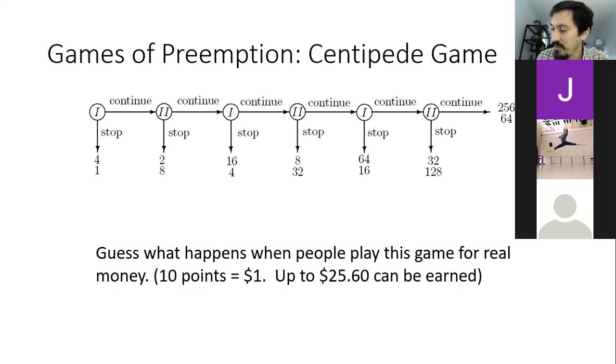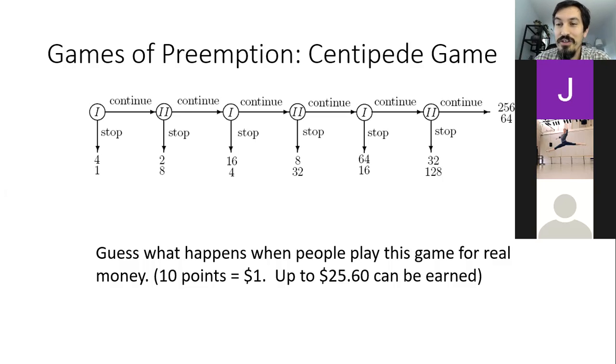Continue. Okay, Alexandria, continue or stop? Continue. Okay, now we're at the third circle. Ibrahim, continue or stop? Continue. Okay, we're at the 4th. Alexandria. Continue. Okay, we're at the 5th. Ibrahim. Continue. We're at the 6th. Alexandria. Continue. Oh, you made it to the end? That's 256 points for Ibrahim and 64 for Alexandria.